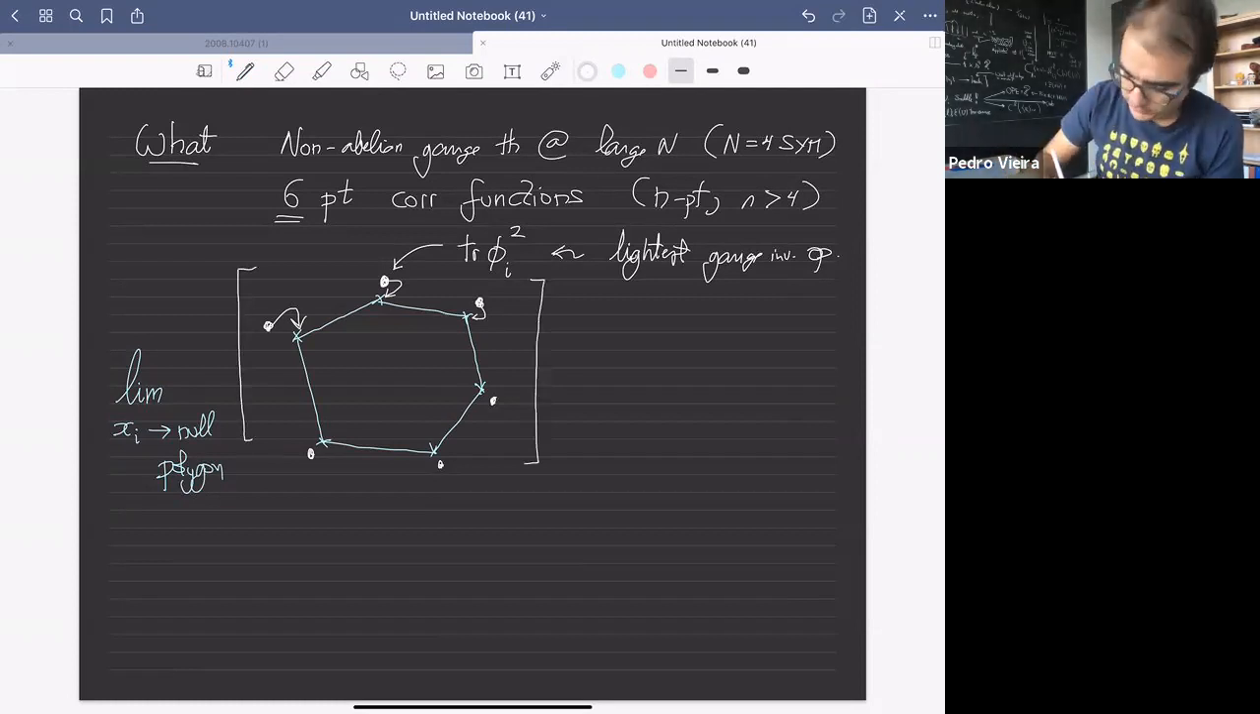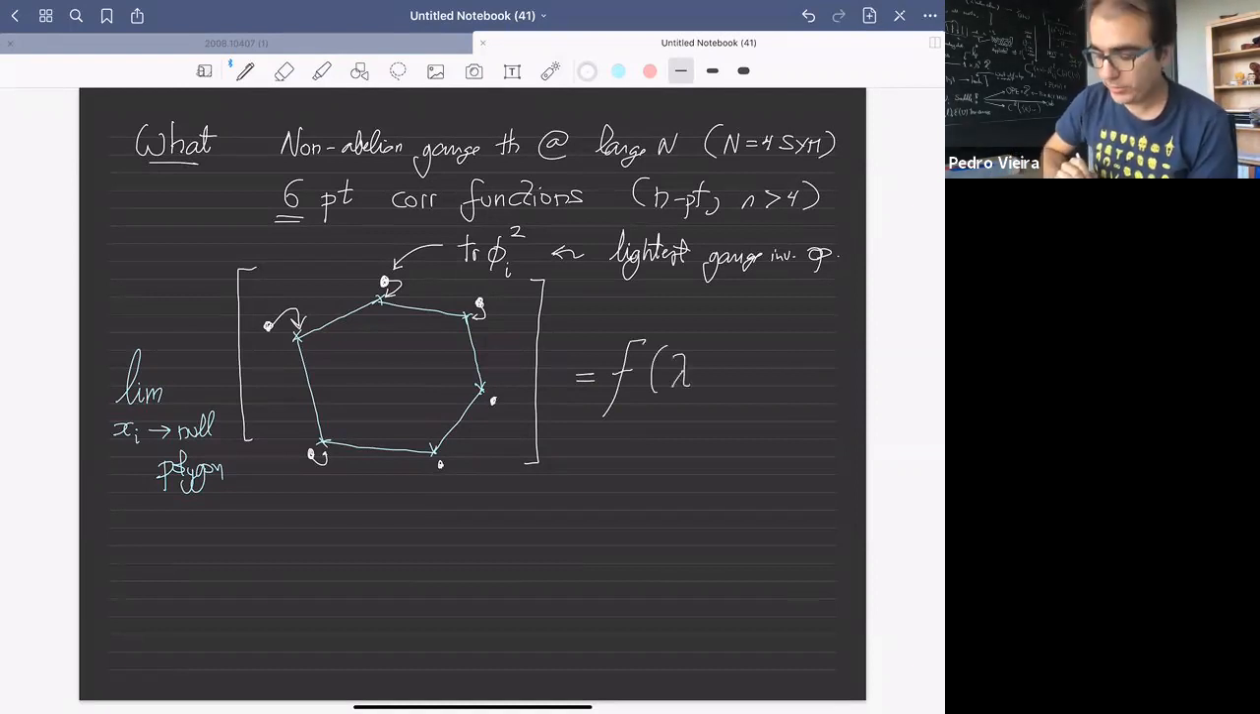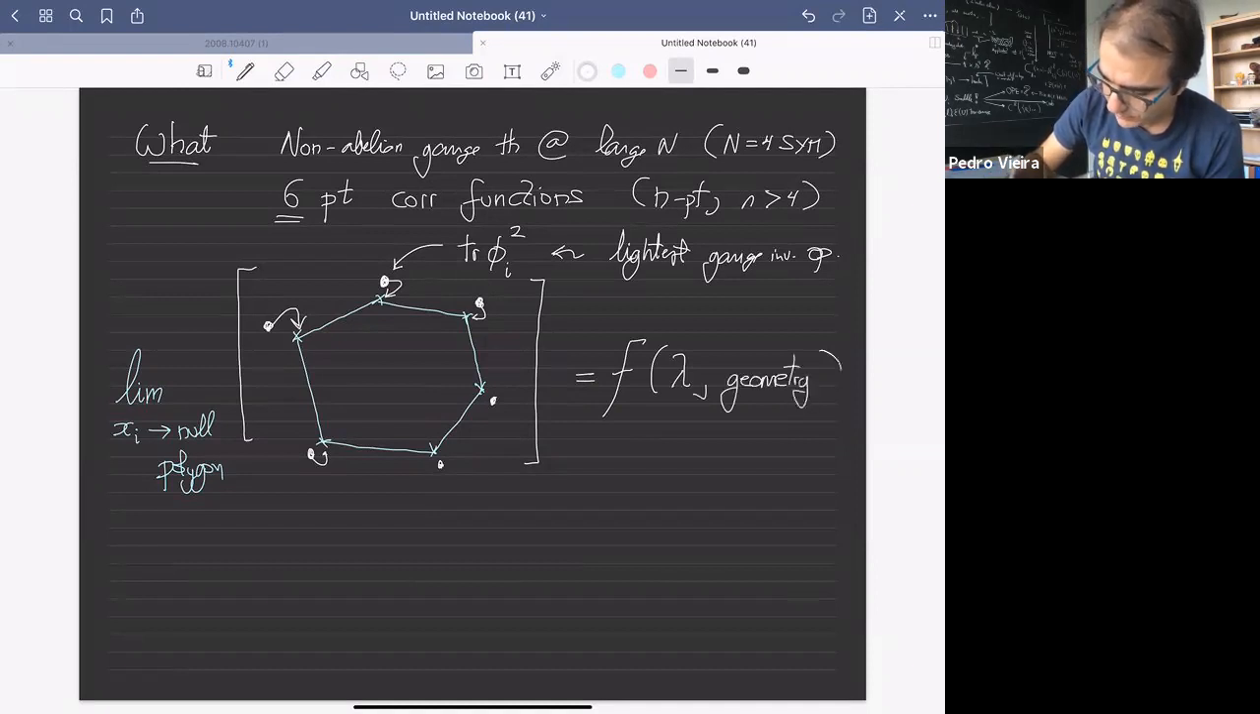And the goal is to study this object. This object in this limit will be a function of what? Of the 't Hooft coupling in N equals 4. We are at large N in the planar limit. And of the geometry of this null polygon. And I will describe what this geometry is and how we obtain it.